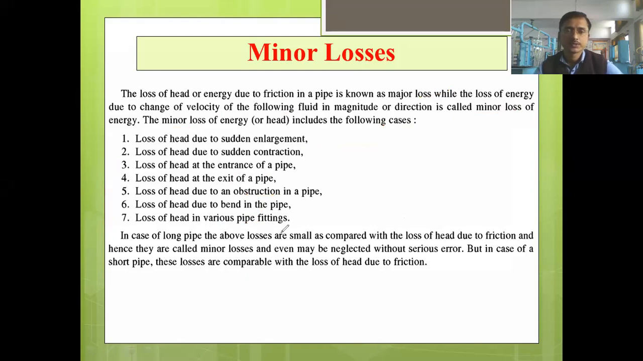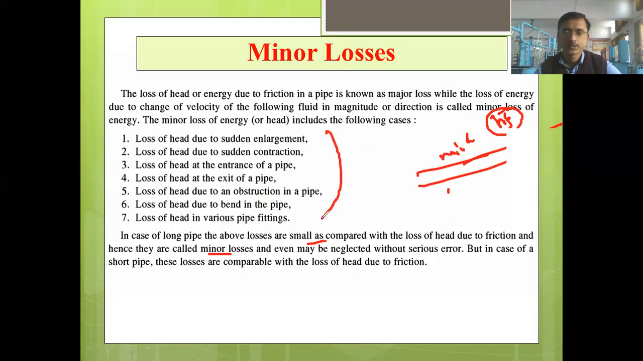In case of the long pipe, above losses are very small as compared to the loss of head due to the friction, and hence they are called as the minor losses. मोठा जर लॉंग पाईप असेल तर लॉंग पाईप मध्ये काय होतं, त्याची लेंथ खूप वाढलेली असते, पाईपची लेंथ जास्त असल्यामुळे त्या ठिकाणी होणारा जो हेड लॉस आहे हा हेड लॉस ड्यू टू फ्रिक्शन हा खूप जास्त असतो as compared to the minor losses. ओके, ह्या लॉसेसमुळे होणारा जो लॉस आहे तो खूप मायनर असतो. That's why त्या लॉसला आपण काय म्हणतो मायनर लॉसेस म्हणतो.